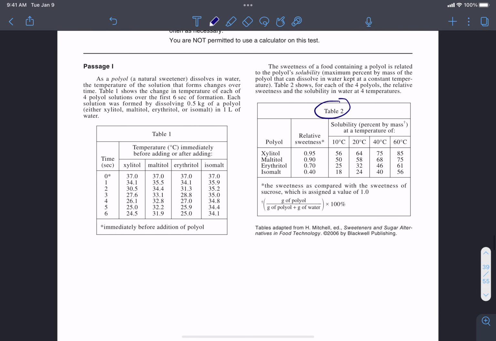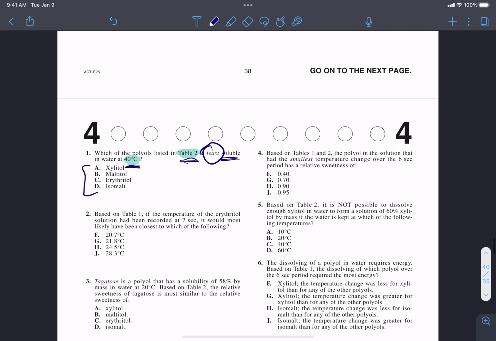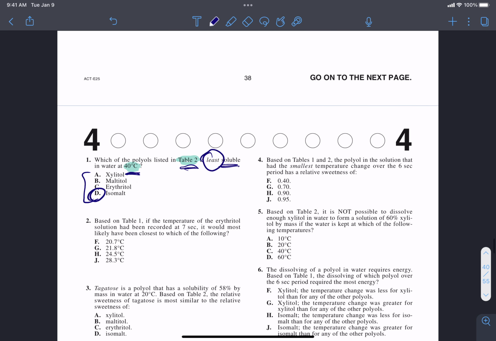So here's table 2, and here is 40 degrees Celsius. All right. And again, we were looking at the polyols and we're looking at solubility. So the question was asking us which one has the least solubility. Well, the easy answer is looking at 40 degrees Celsius and then looking at which number is the smallest, and that is isomol. Your answer for this question, therefore, is isomol.